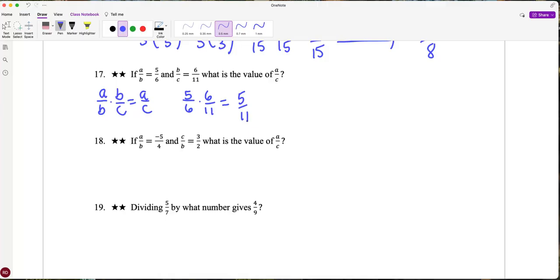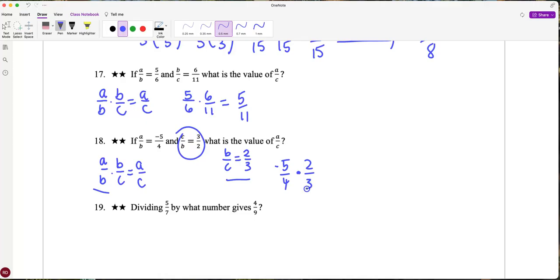If A over B is negative 5/4 and C over B is 3/2, what's the value of A over C? So again, A over B times B over C equals A over C. Well, this is C over B. So B over C is 2/3. So this is going to be negative 5/4, that's A over B, times B over C, 2/3. It's going to be negative 10/12, which is negative 5/6.